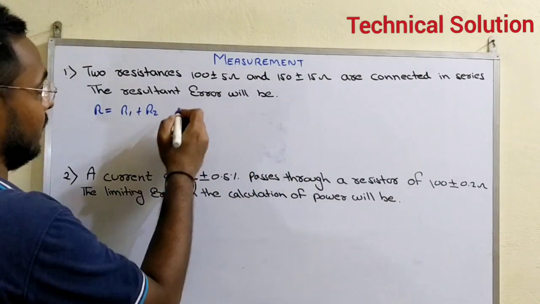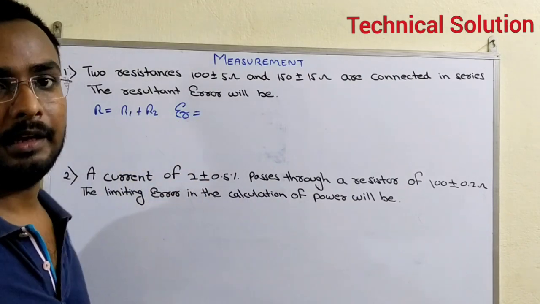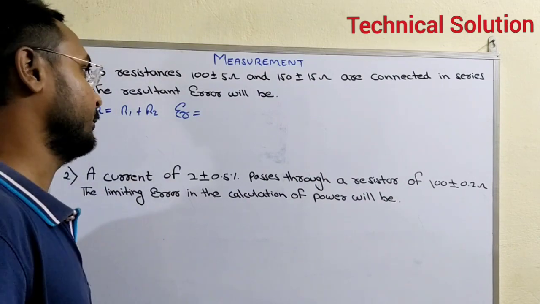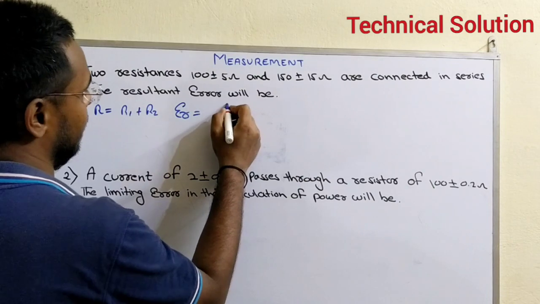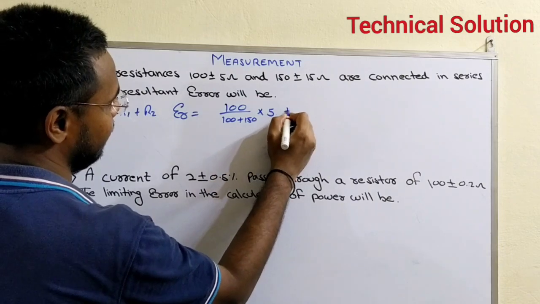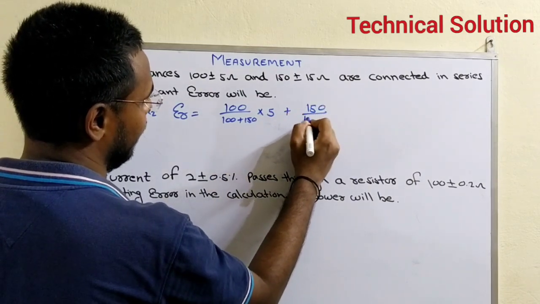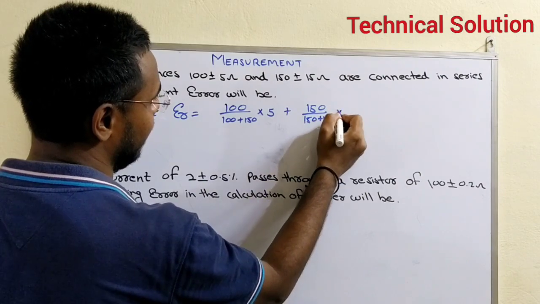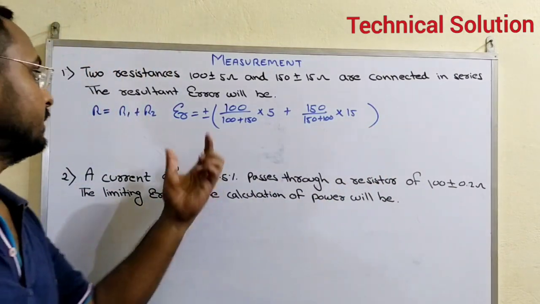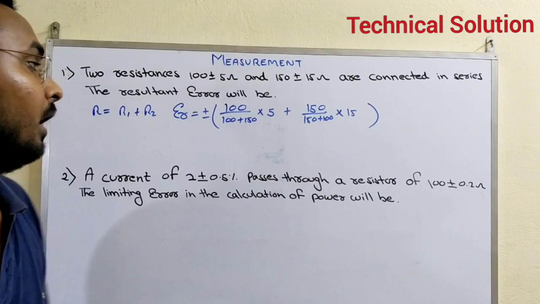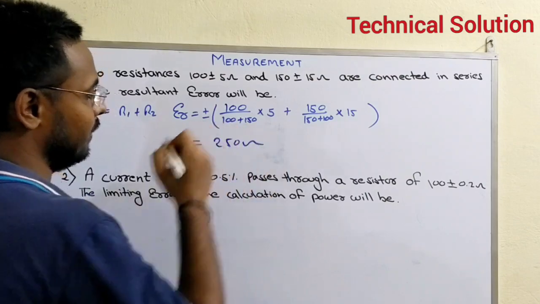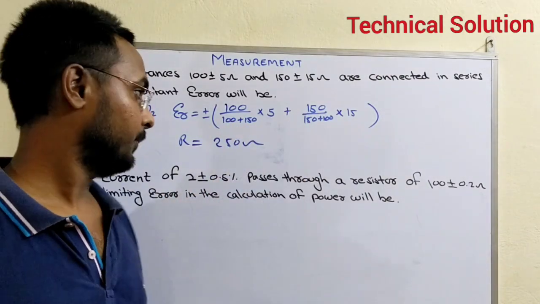So what is the limiting error formula? A upon A plus B into epsilon R1 plus B upon A plus B into epsilon R2. Right? So 100 upon 100 plus 150 into 5 plus 150 upon 150 plus 100 into 5. This is your resultant error, and the value of resistance is simply you have to add these two values, which equals 250 ohm. You can solve this very easily.